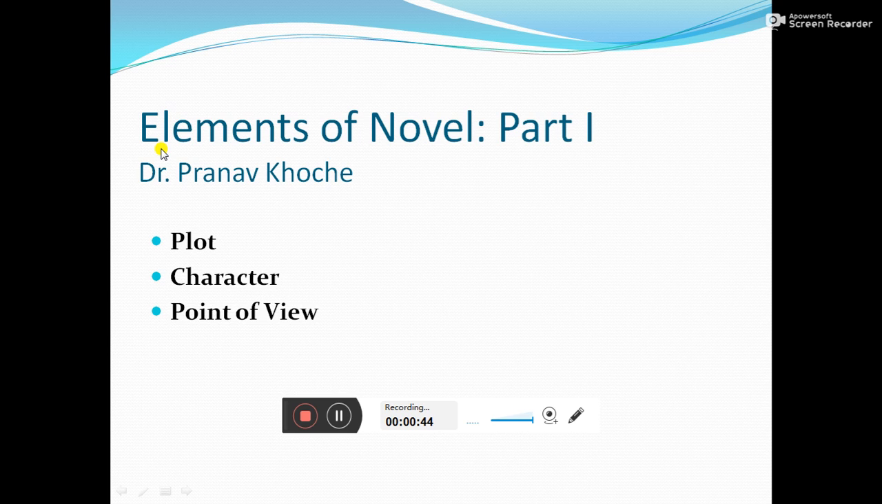Let's first discuss this particular word, elements. You may know that elements mean the basic parts out of which anything takes shape. So without most of these elements, novel cannot take shape, and therefore they are called elements. As I said, we will be discussing three very vital elements of the genre: plot, character and point of view.